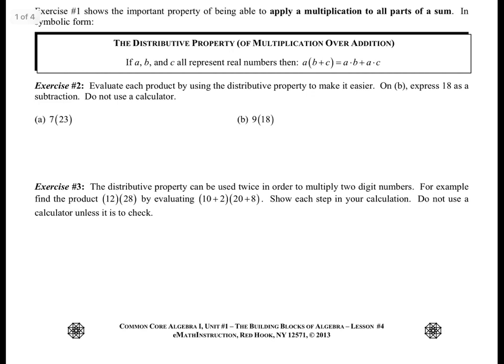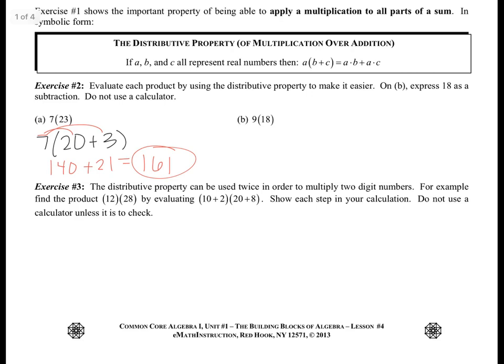So we're going to split up 23 into 20 plus 3. 7 times 20 is 140. 7 times 3 is 21. Combine those and you get 161. That could have been really hard to do in your head otherwise.